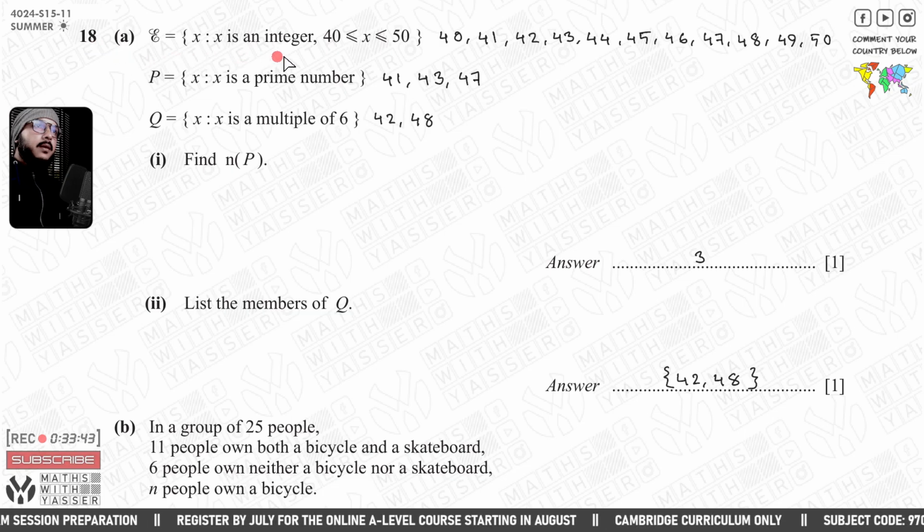Question number 18. The universal set is x, where x is an integer which lies between 40 and 50 inclusive. So I have listed all the values. P set is the prime numbers and Q set is the multiples of 6. The prime numbers amongst these numbers are 41, 43, and 47, and the multiples of 6 amongst these numbers are 42 and 48. We need to find the number of elements for the set P. There are 3 of them, so it will be 3. In part 2, list the members of Q. So that is 42 and 48.